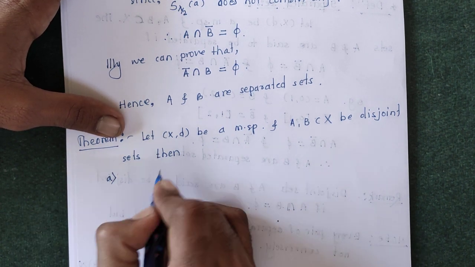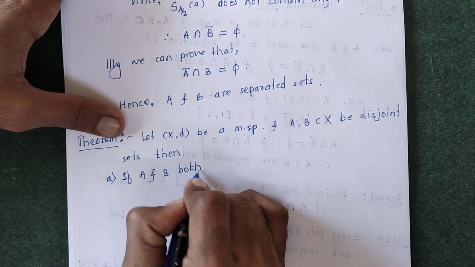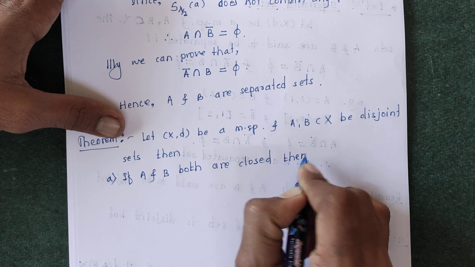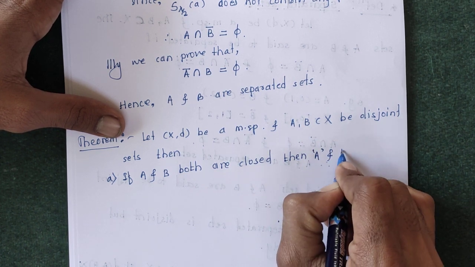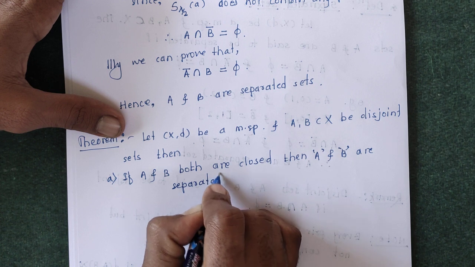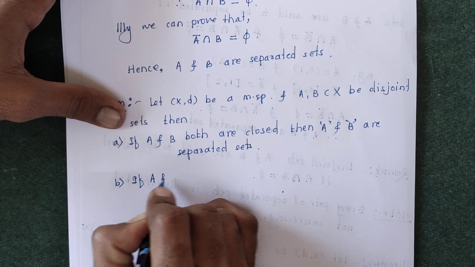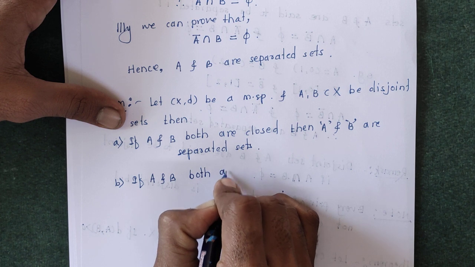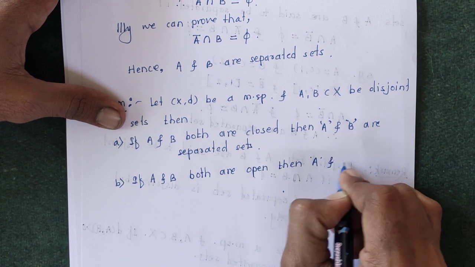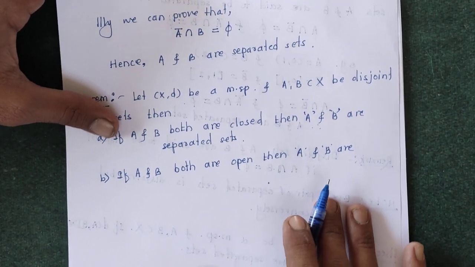The first statement is, if A and B both are closed, then A and B are separated sets. Similarly, the second statement is, if A and B both are open, then A and B are again separated sets. So disjoint closed sets are separated, and again disjoint open sets are separated.